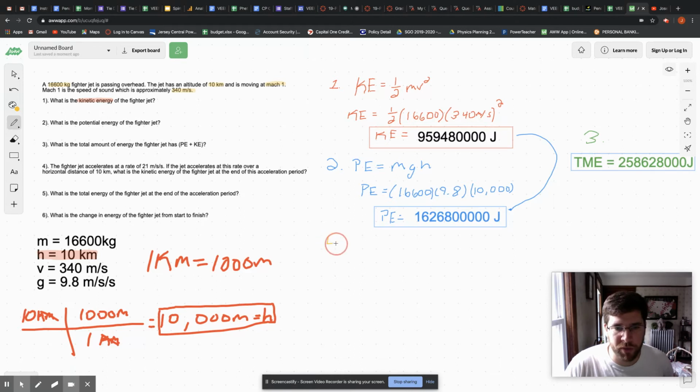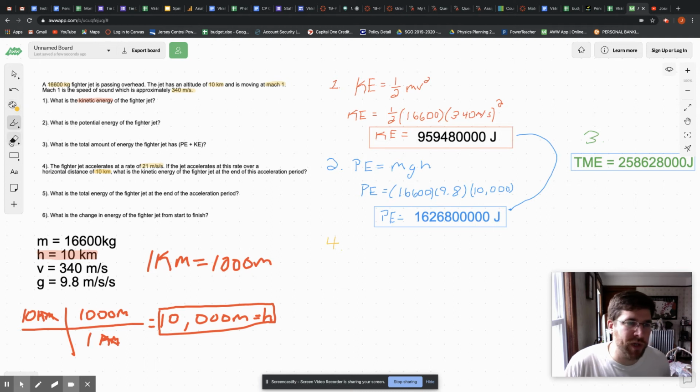What is question number 4 asking me? It says the fighter jet accelerates at a rate of 21 meters per second squared. All right, so when we see that, we know we're going to have to do something a little bit different for this problem. If the jet accelerates at this rate over a horizontal distance of 10 kilometers, what is the kinetic energy of the fighter jet at the end of this acceleration period?